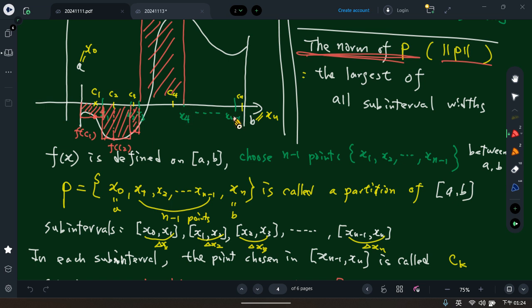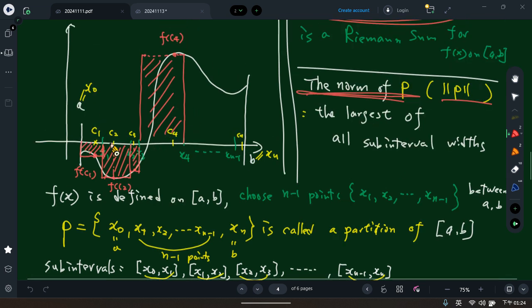So totally we have n subintervals through these n plus 1 points. And in each subinterval, we will randomly pick one point within this subinterval. Take the first one as an example. For x0 to x1, I pick c1. For x1 to x2, I pick c2. Randomly. Okay?